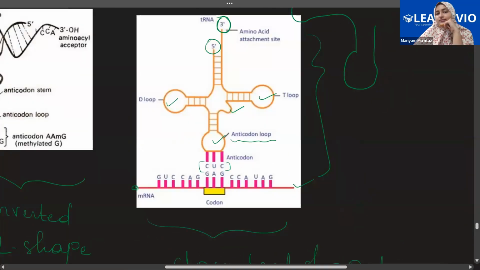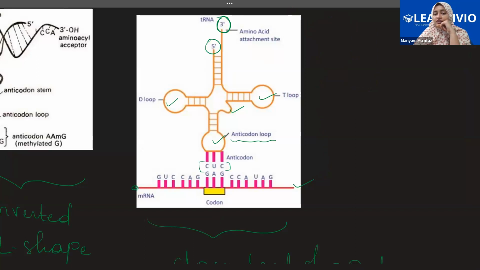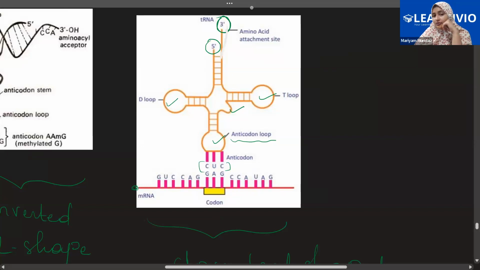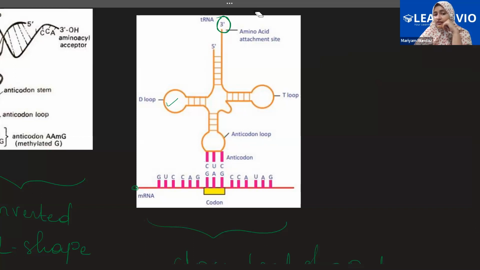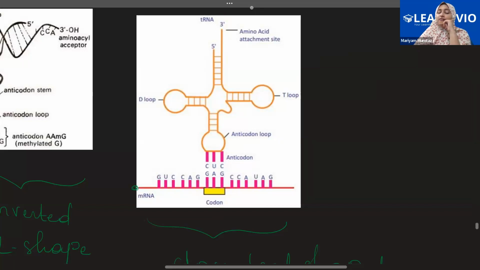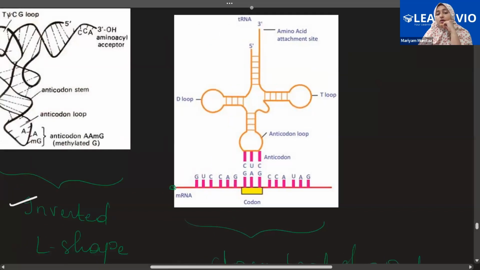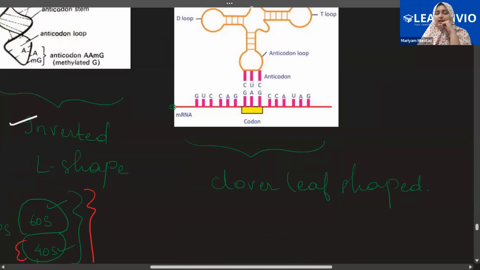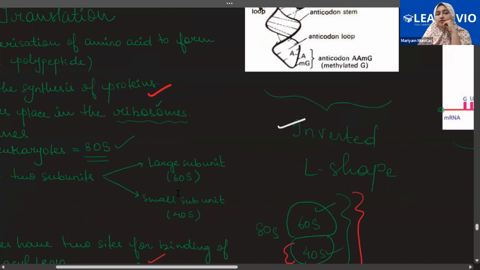But this structure, see this. This is the one that has been given in your book, and this is the one that you're supposed to study. So from the 5' position, there is one loop. From the 3' position, there is another loop, right? Each of these loops has its own different function to perform. And always remember that the tRNA molecules are very helpful in the process of translation. They play a very major role.